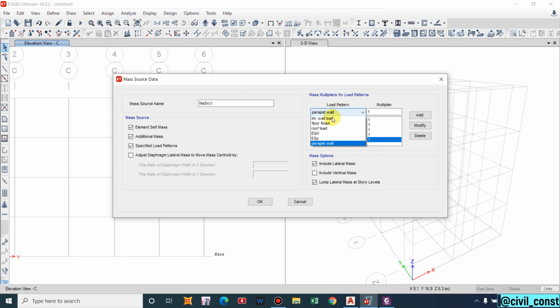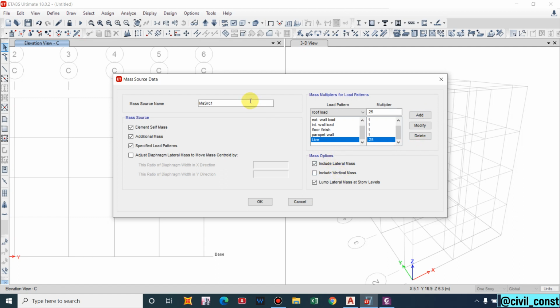So for now there is a cantilever projection, there is staircase, multiplier will be 0.25. Similarly for roof loading, whatever the value of live load in the roof will be, the multiplier will be 25% only, because of the probability of the live load being present at the roof during the earthquake. The probability may be very less that the live load will be present in the roof during the earthquake. So we'll take 25% only.